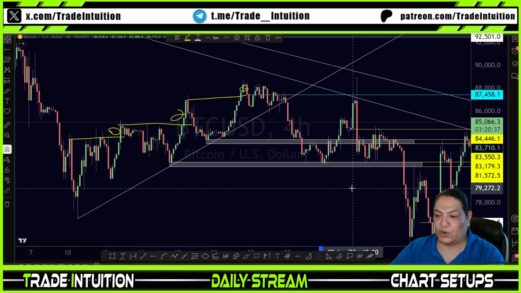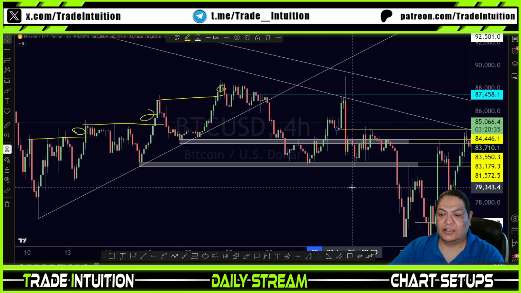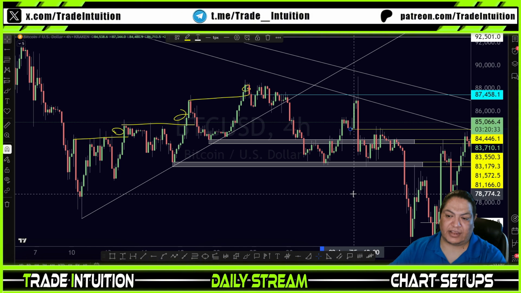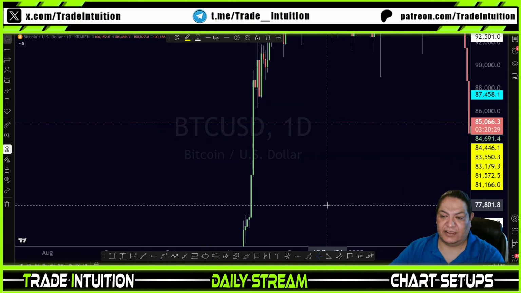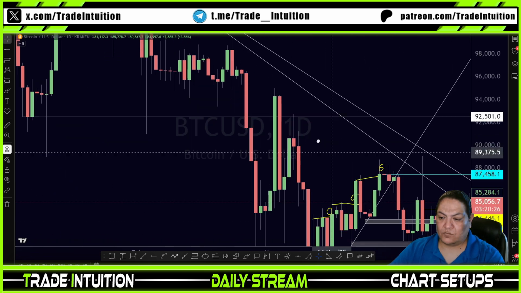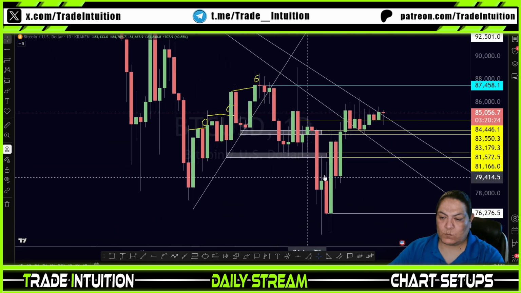Now, this part gets a little tricky. Which one holds more strength? For me, I always go to the higher time frames. And let's just look where we're at.